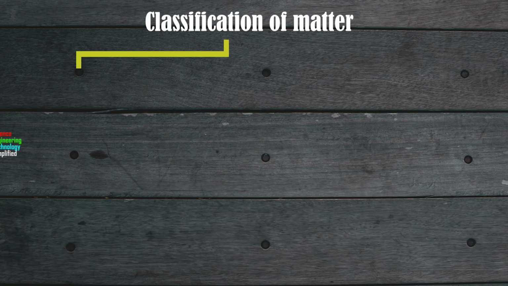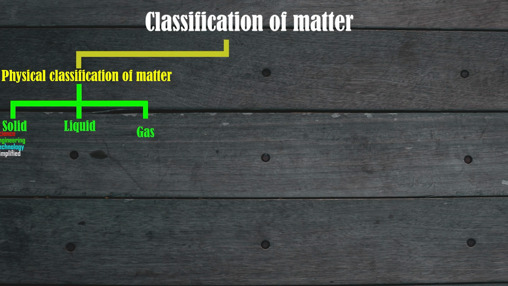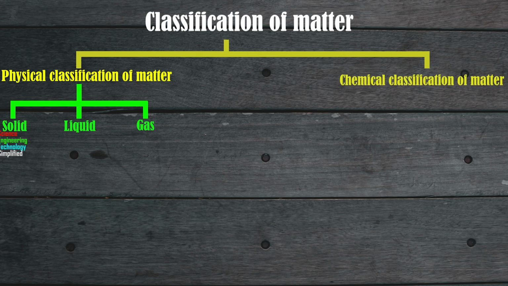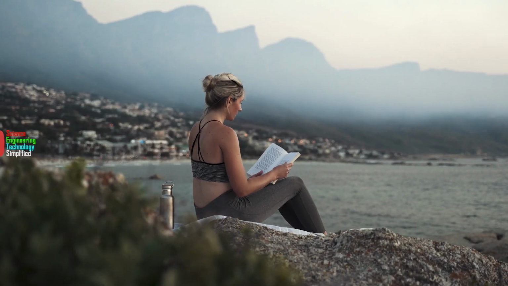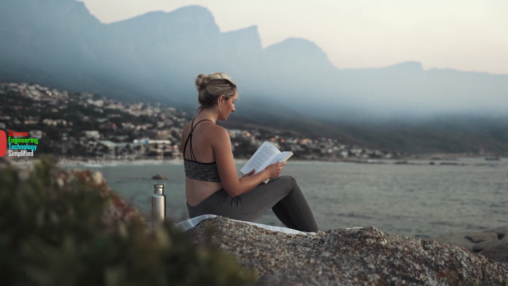The physical classification of matter is done into three types: solid, liquid, and gas. And chemical classification of the matter is done into two types. That is, a pure substance, and a mixture. So, let us see these terms one by one.